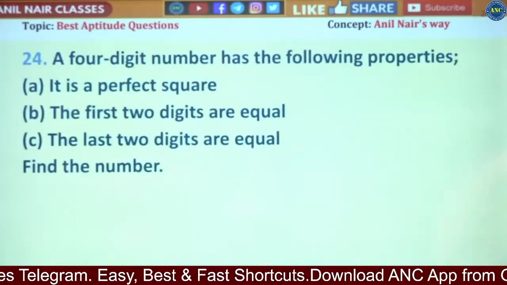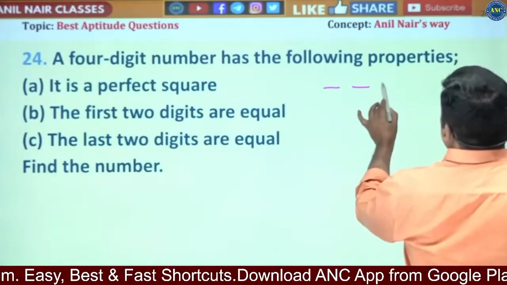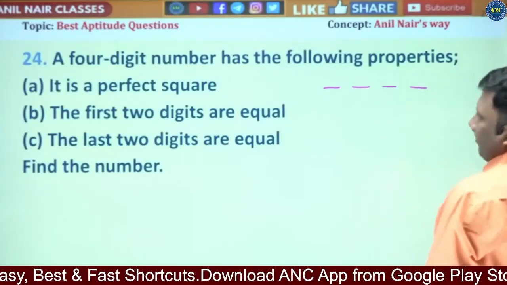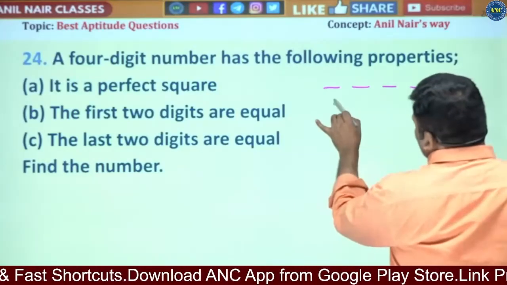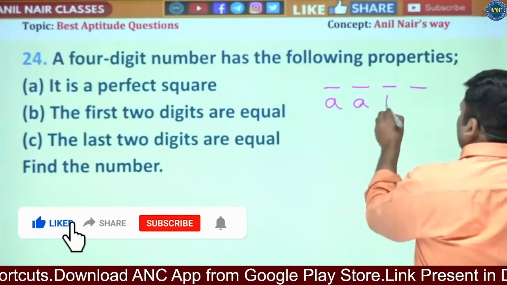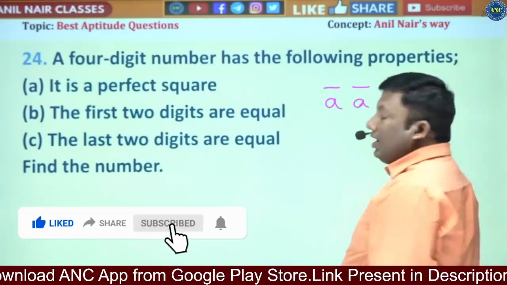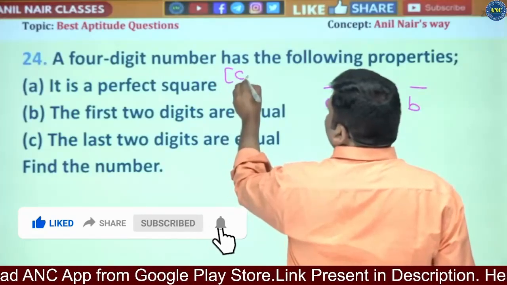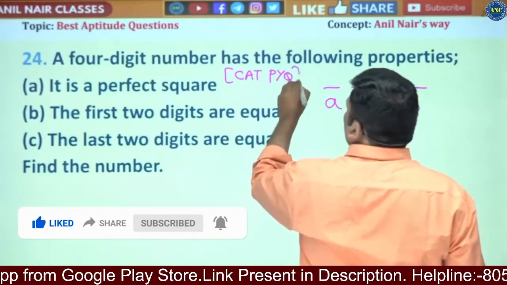The 22nd, I hope it is clear. The 23rd we already solved. The 24th: there is a 4-digit number, it is a perfect square. The first 2 digits are equal, and the last 2 digits are also equal. This is an original CAT PYQ question.